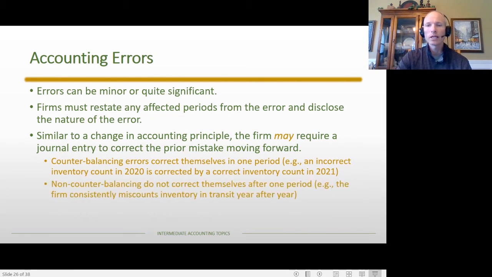There are also non-counterbalancing errors. A non-counterbalancing error is one that does not correct itself. So in other words, let's just say that for whatever reason, I always miss inventory that's in transit. Well, that doesn't correct itself. It's an ongoing problem that didn't correct itself. And so that would be a slightly different type. There's all kinds of examples of the different ones, but I just want you to be aware, again, a counterbalancing error is one that will correct itself in the future. A non-counterbalancing one is one that will not.